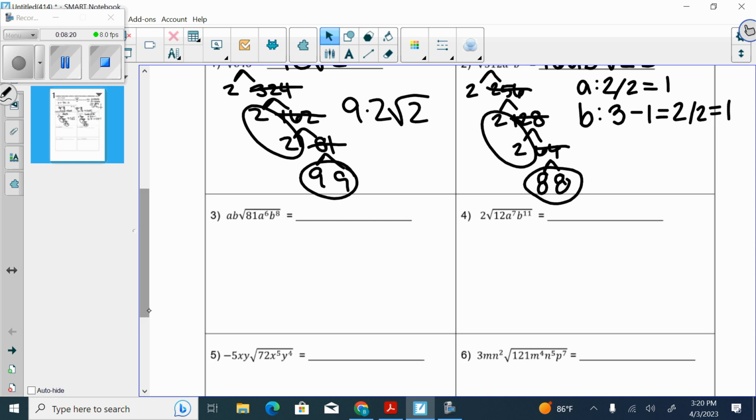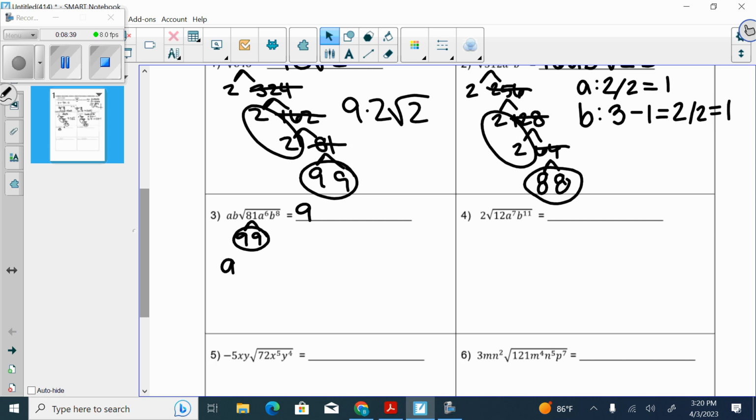All right, on number 3, my number underneath there is 81. Is there a perfect square root of 81? 9. All right, I can break this into a 9 and a 9. I got a pair. I get to take it out, right? So I've got a 9 out here. Was there any leftover numbers? Okay, so far we're good.